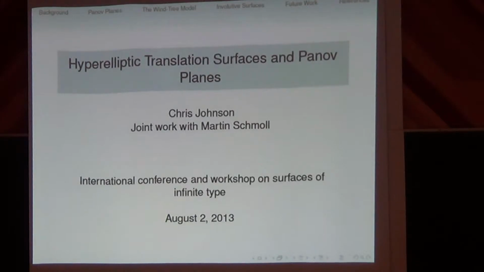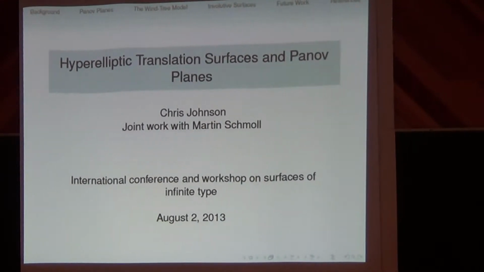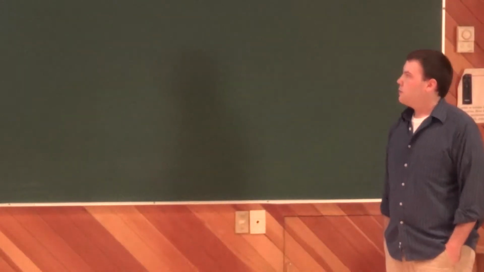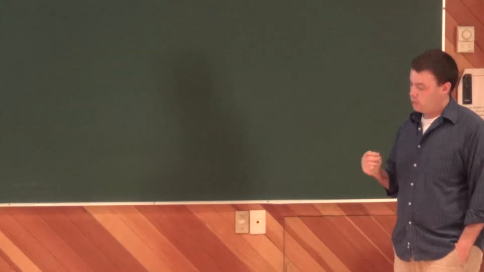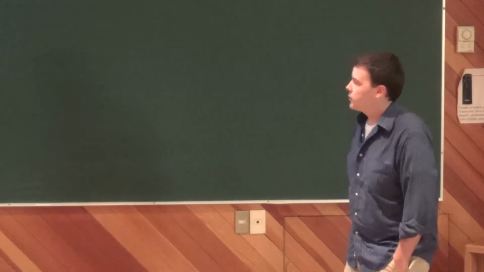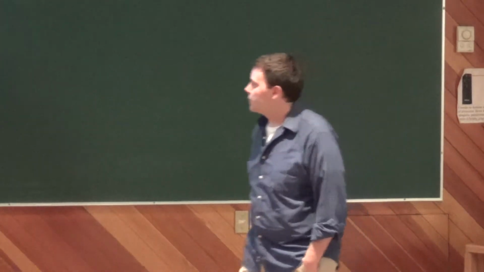So, anyway, the stuff I'm going to talk about today is joint work with my advisor, Martin Schmal. And I'm basically going to talk about two different dynamical systems. One is called the Panov plane, which is a generalization of an example due to Dmitri Panov that Martin and I both learned about a couple of years ago in Bonn from Josh and Ferran. And the other thing is the wind tree model. And what I want to do is show how these two different examples are related to one another, and then also talk about a generalization of these generalizations of Panov planes that I'm going to discuss.